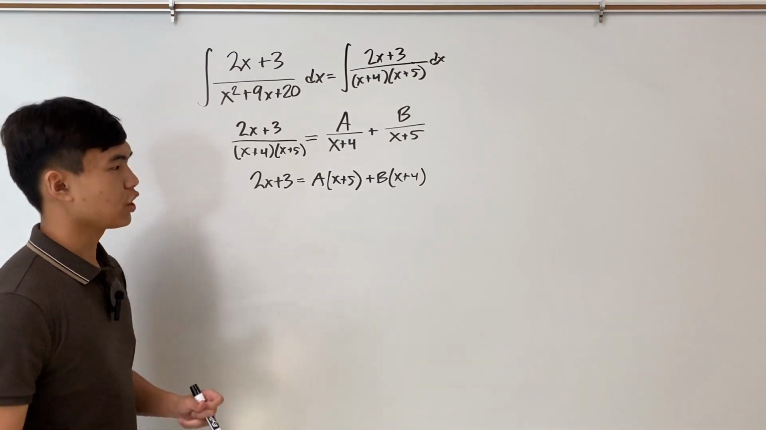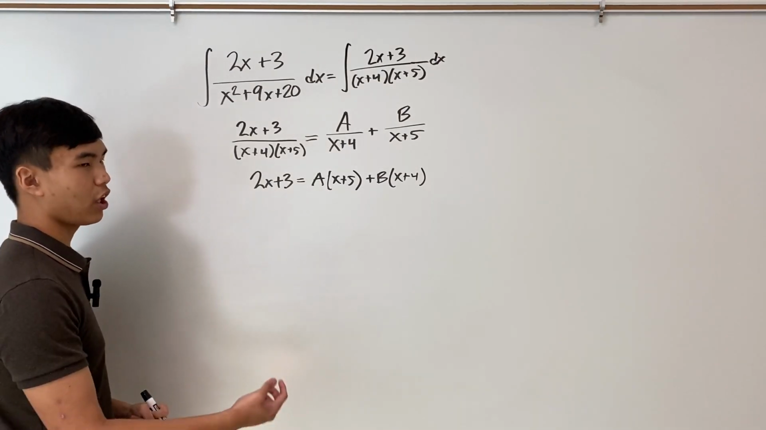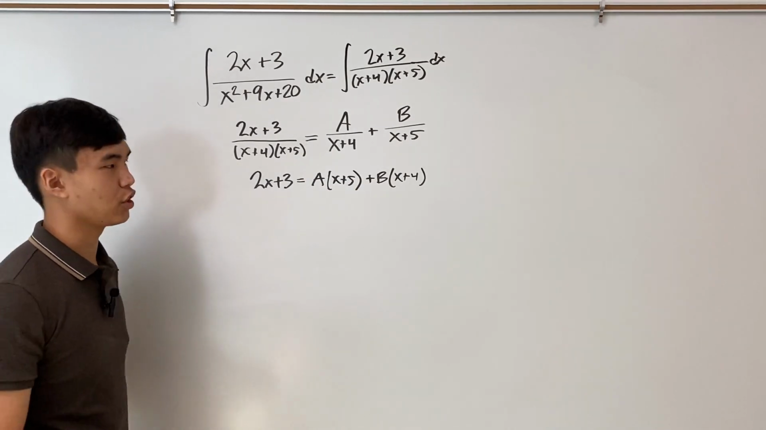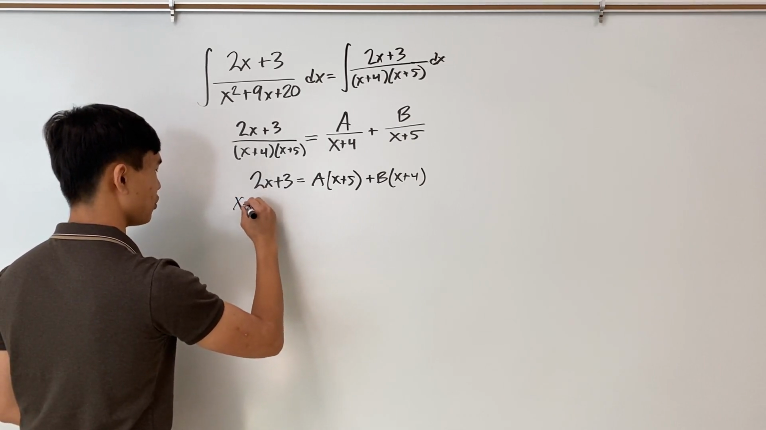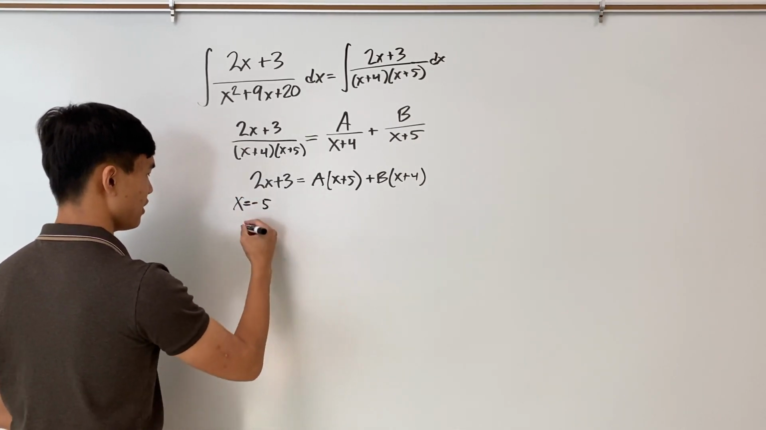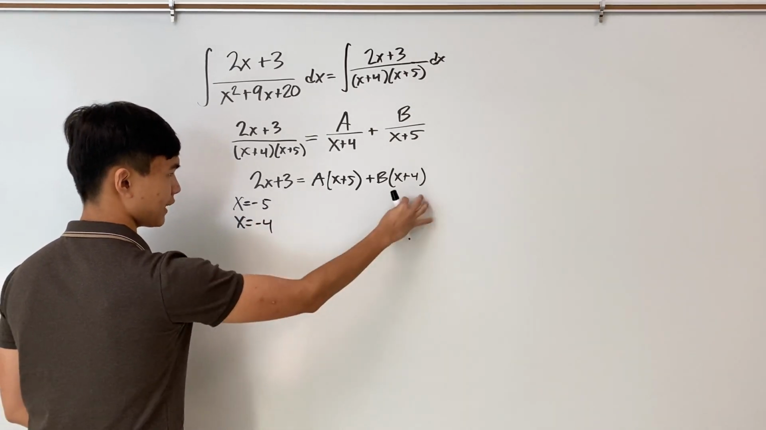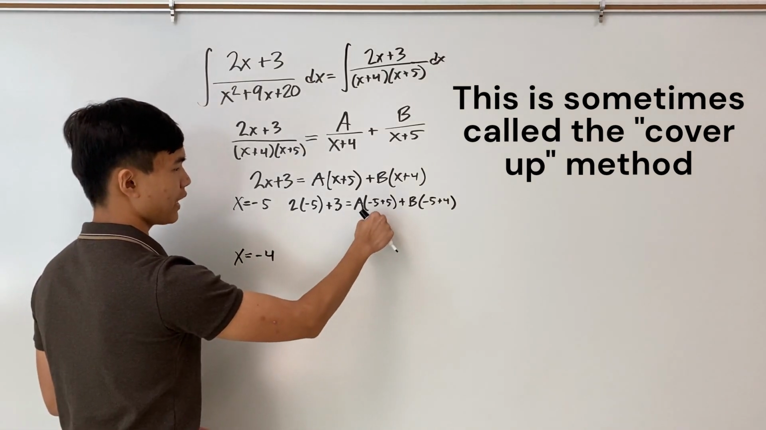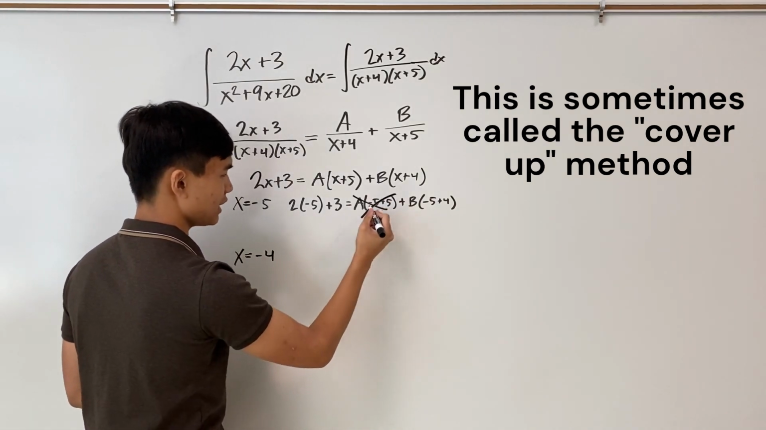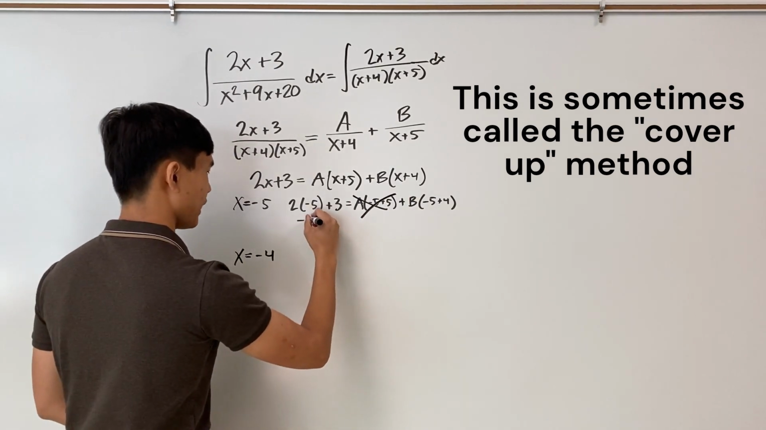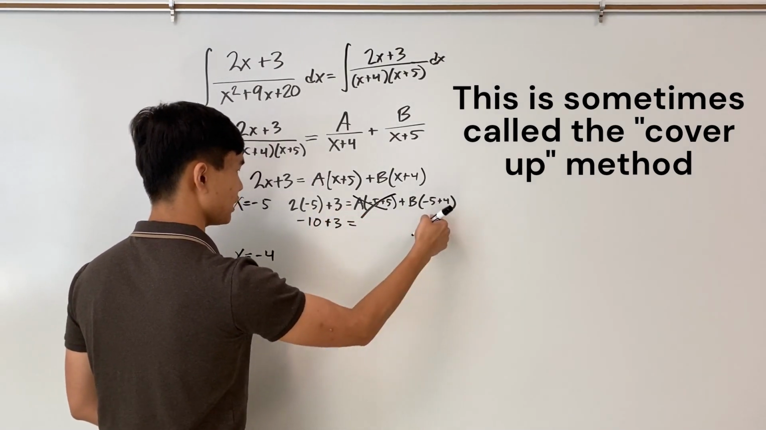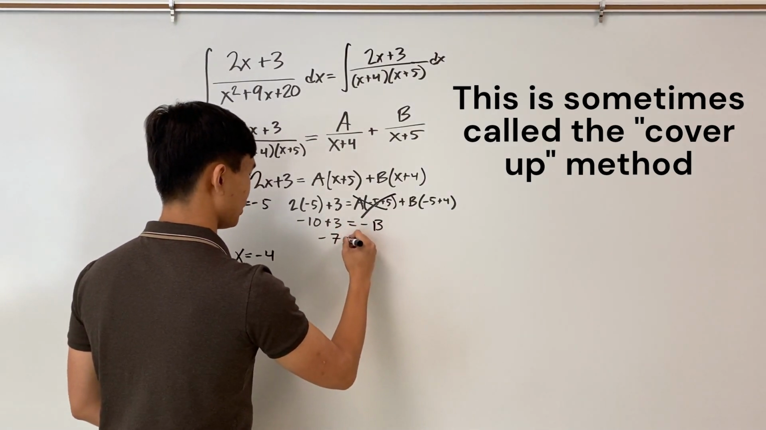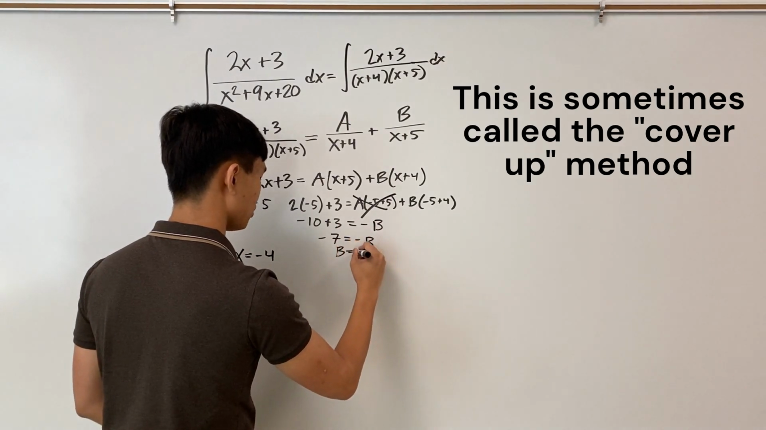So remember, we want to pick our values of x such that it also gets rid of one of these, a or b. And here we can see that there's two possible values we can try for x. We have x equals minus 5, which makes this go to 0, and x equals minus 4, which makes this go to 0. And this is what I get when I plug in x equals minus 5. So you see here, minus 5 plus 5 is 0, so a times 0 is 0. This goes away. This becomes minus 10 plus 3 equals, so minus 5 plus 4 is negative 1, so this is negative b. So we have negative 7 equals negative b, so b equals 7.